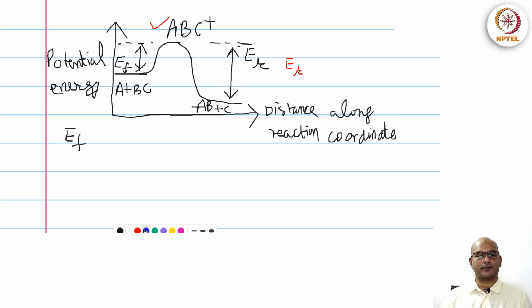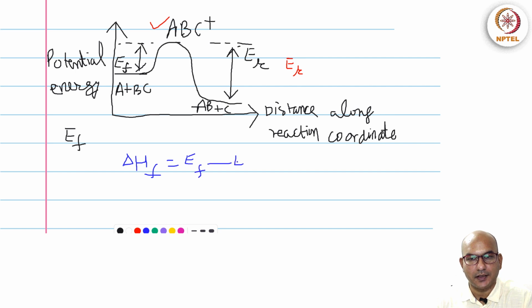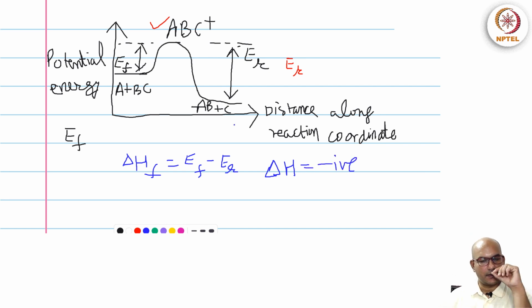So this is the energy of activation for either the forward reaction or the backward reaction, and the enthalpy of the forward reaction is basically delta H, which I will term as delta HF, which is equal to EF minus ER, and here we see delta H is negative, which means the reaction is spontaneous.